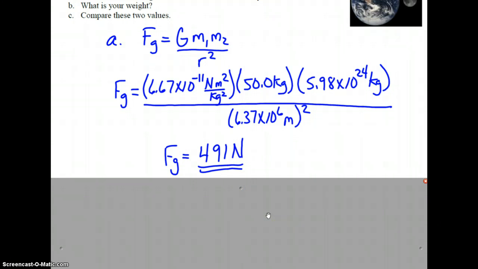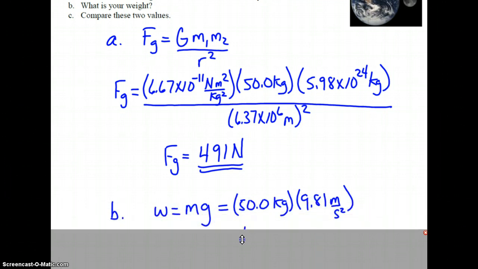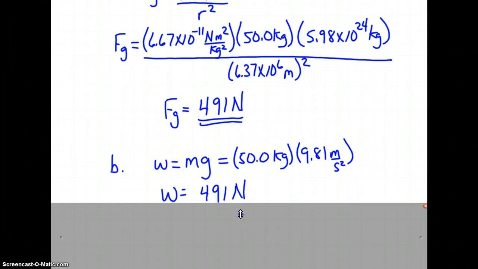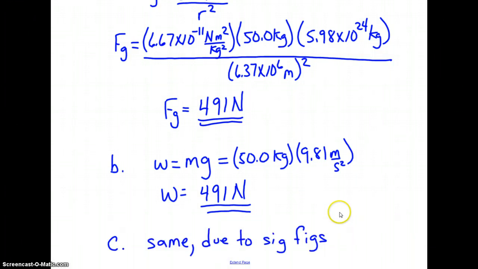B, what is your weight? Well, to do this, we do a simple W equals mg calculation. Mass, 50 kilograms, times little g, 9.81 meters per second squared. And performing this calculation, we also get 491 newtons. Remembering that weight is a measure of the force due to gravity on an object, it makes sense that these two values would be the same.